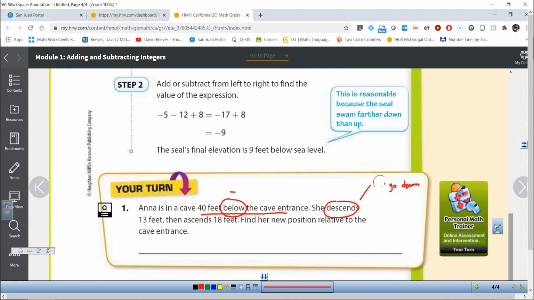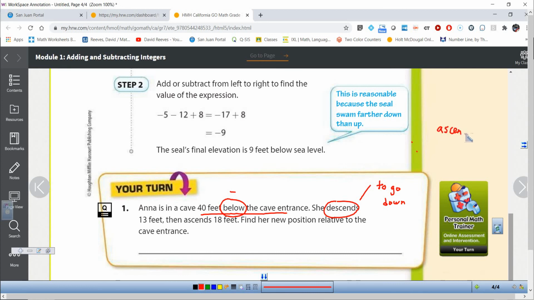Down. You need to know that. Let me try that again. To descend means to go down. Okay? Ascend is not in this problem, but it might be in another problem.